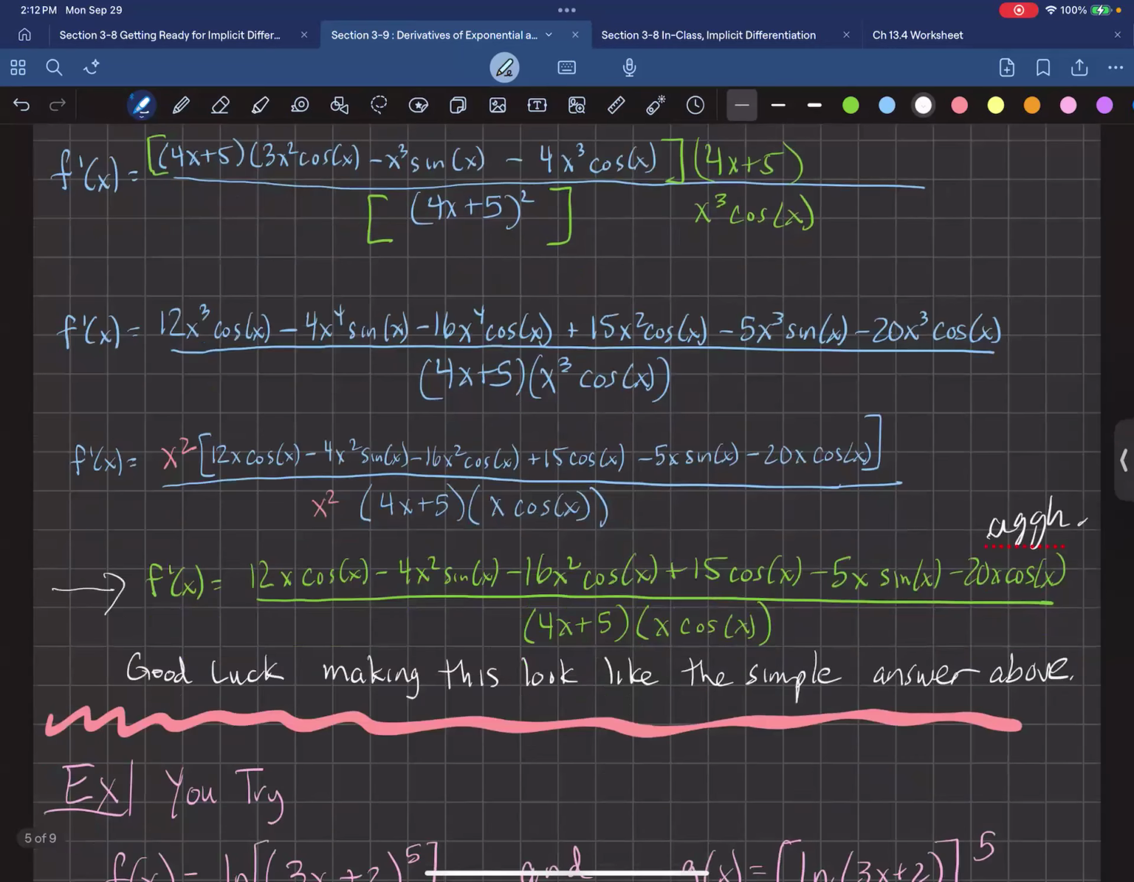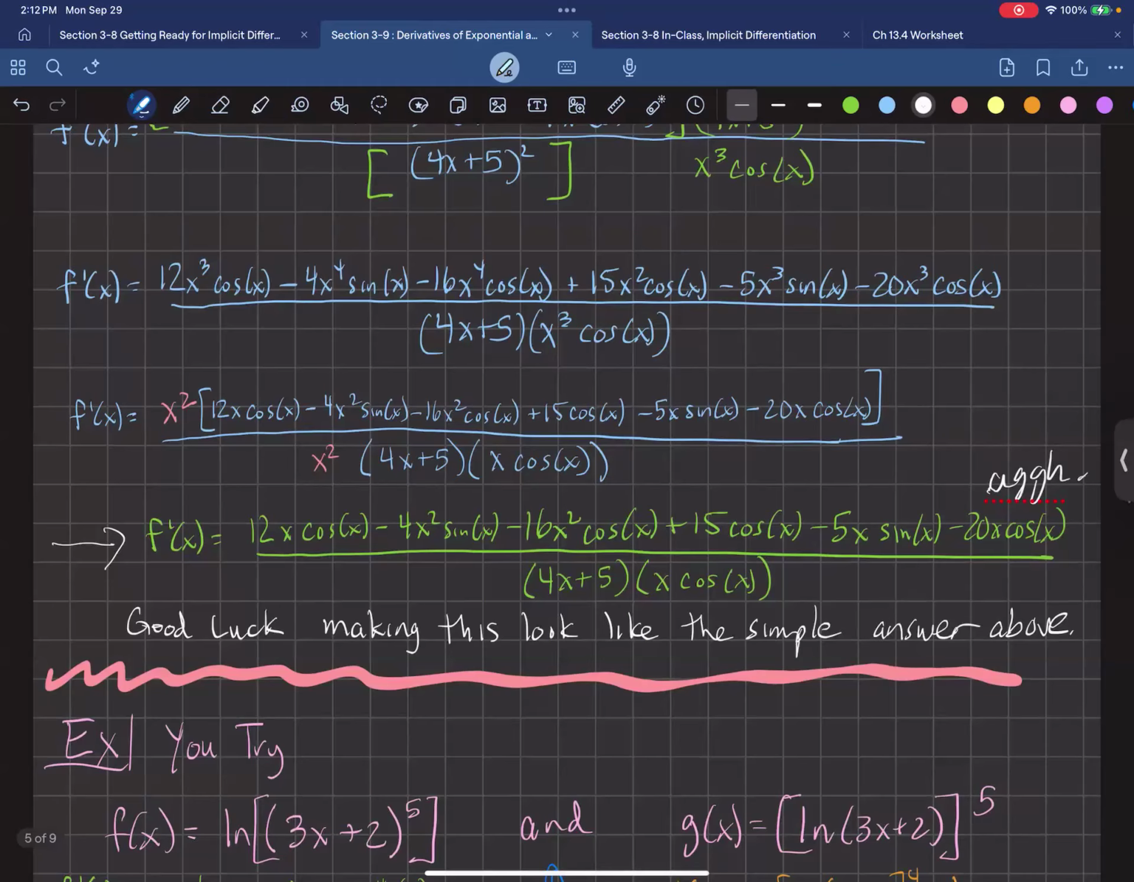Okay? Why don't you guys try doing f of x equals natural log of 3x plus 2 to the 5th power like that. And then also do it with the 5th power on the outside of the natural log. Pause the video and take a shot at it. All right, I will assume you did that.